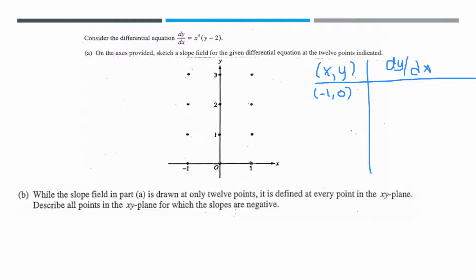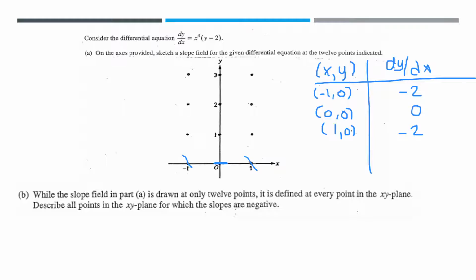What's going to change is our x's. So we have -1, 0, we have 0, 0, and we have 1, 0, all following suit for that bottom row. When you plug in -1 and +1, they're both going to be 1. So then you get -2 and -2. And if you plug in 0, you're going to end up with 0 times something, so that's 0. So a slope of 0 is a horizontal line, and a slope of -2 is going to be downwards like this. So that gives me my bottom row.